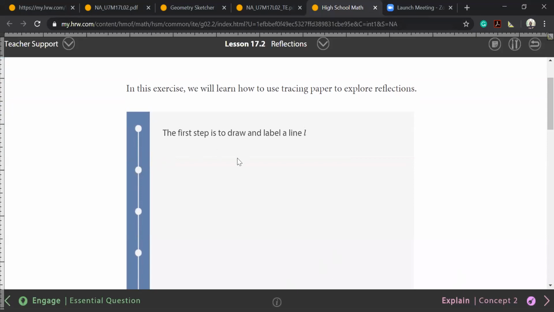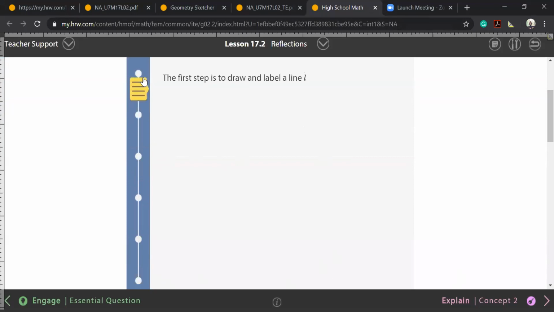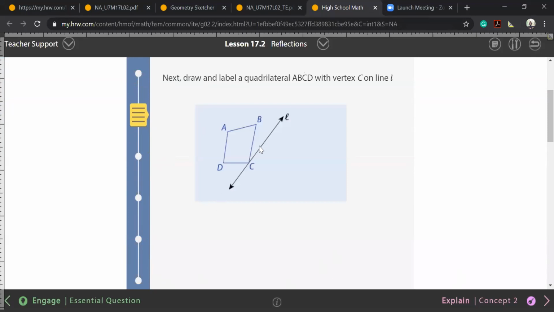Okay, first of all, we will draw and label, sorry. Okay, we have the line L and we have a certain figure here. As you can see, the first three points, A, B, and D, are all away from the mirror. But what do you note about point C? Point C is exactly on the mirror, exactly on the reflecting line. So the question is, what will happen if you have tracing paper?